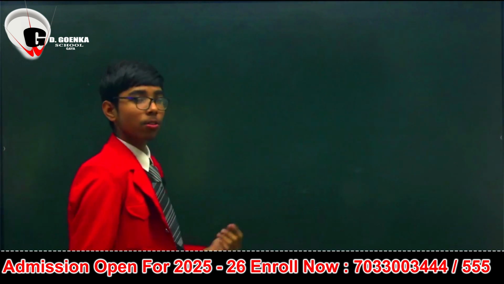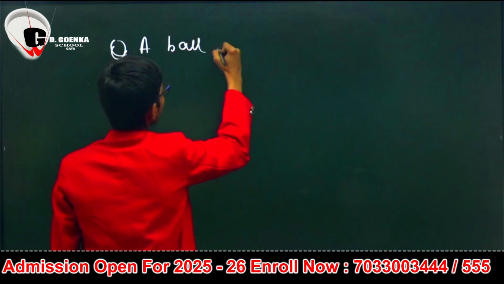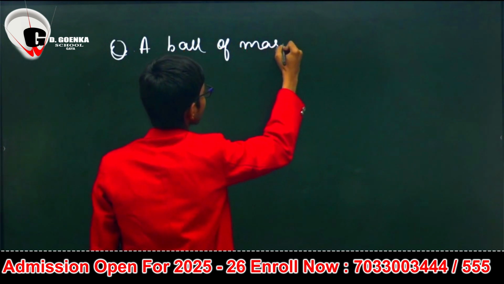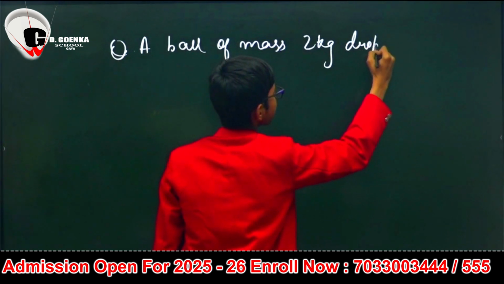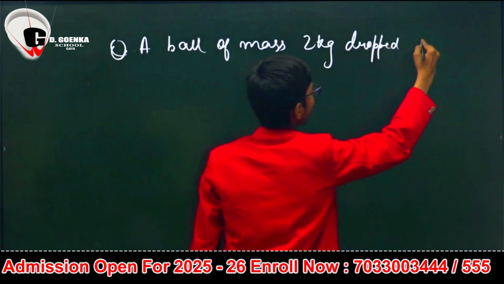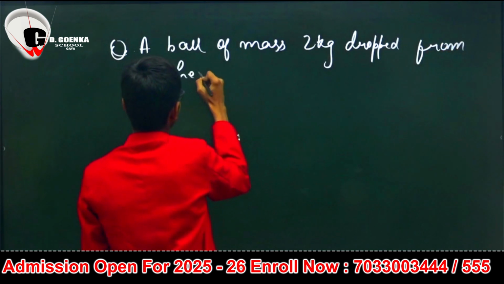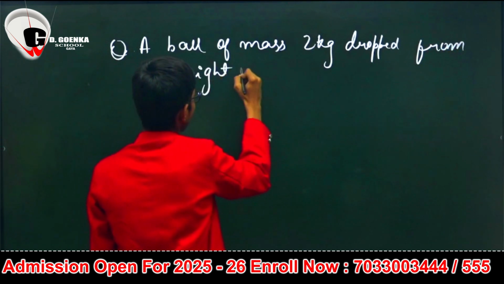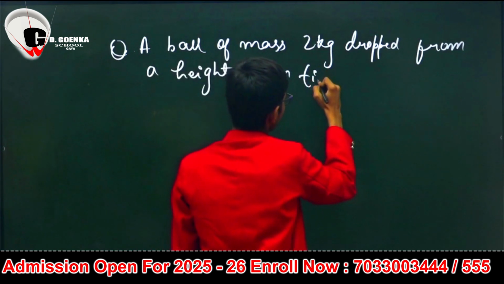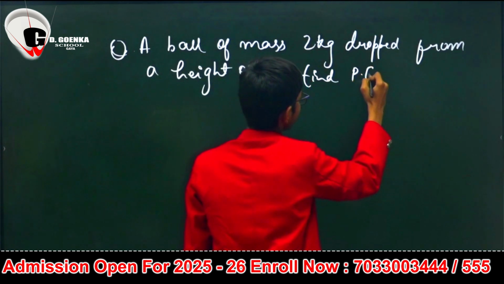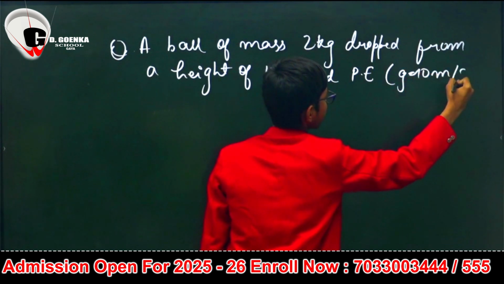So the question is, a ball of mass 2 kg is dropped from a height of 10 meter, find potential energy, and it is given that g we have to take 10 meter per second.